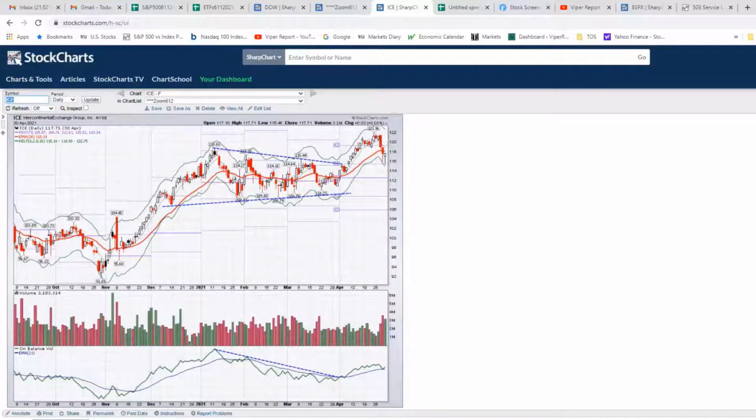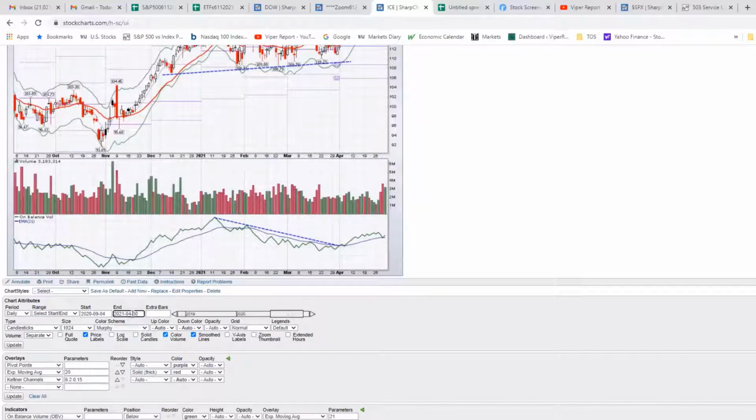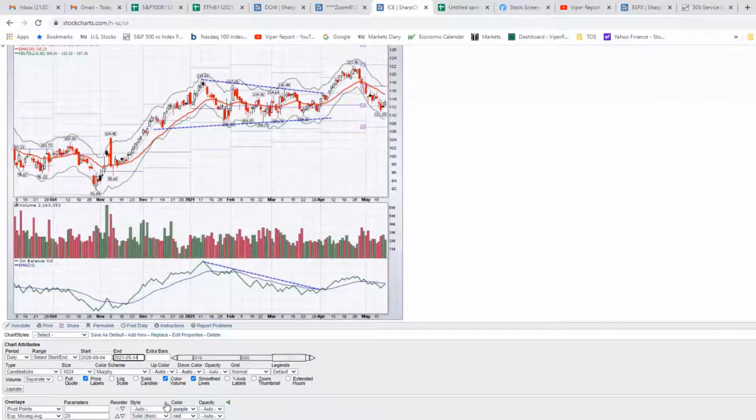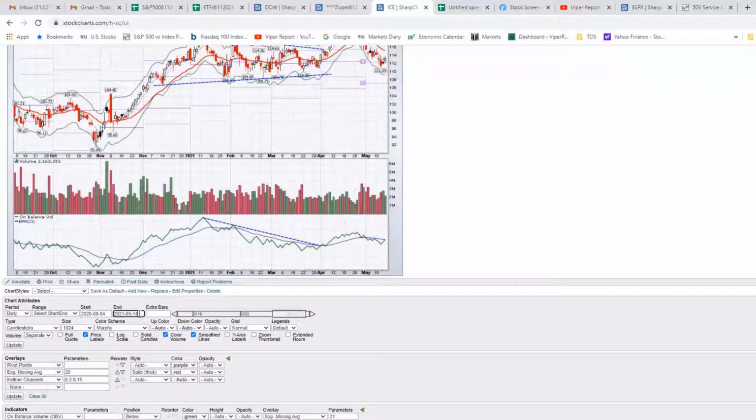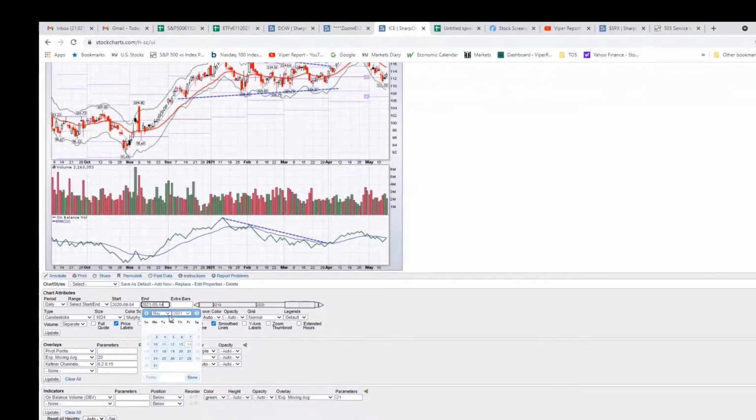Then you had that correction. Let's see what ICE is doing at this point. That was as of 8 May, right back into the triangle formation. Well, then we should go current.